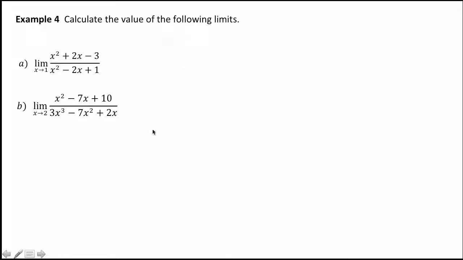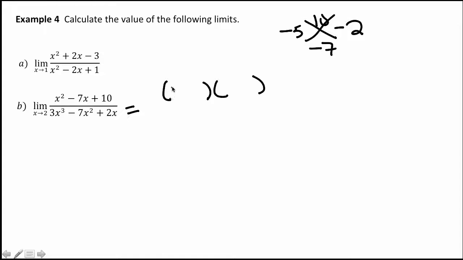So we're going to try to factor these because these are, again, polynomials. The top one is pretty easy. You find the factors of 10 that add up to negative 7, which in this case is going to be negative 5 and negative 2. So we have x minus 5, x minus 2.